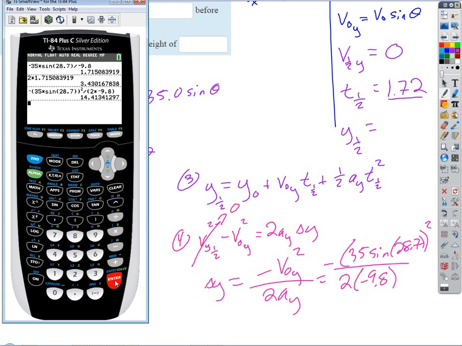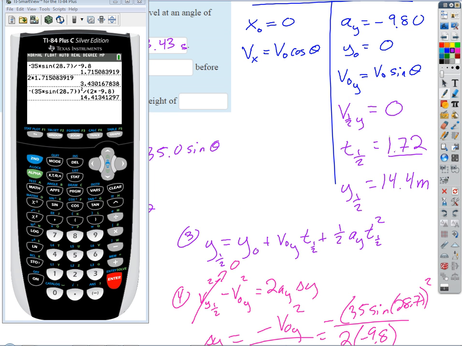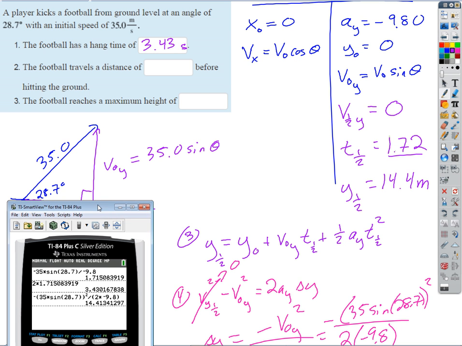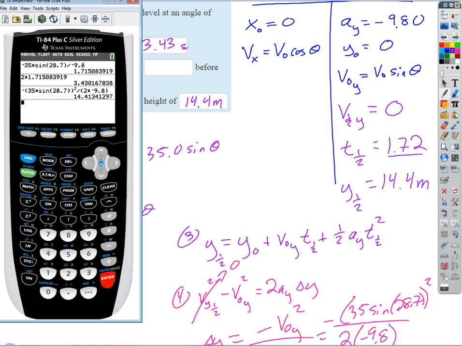So the height at the halfway point is 14.4 meters, right? So that's the answer for the maximum height? Yep, does that make sense? Okay, and then the last, so let's add that to our list here. So maximum height, 14.4 meters, and the football travels a distance of, well, how am I gonna do that one? You need to do that on the x side.